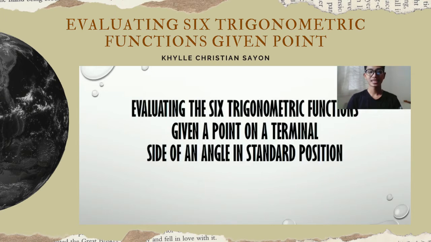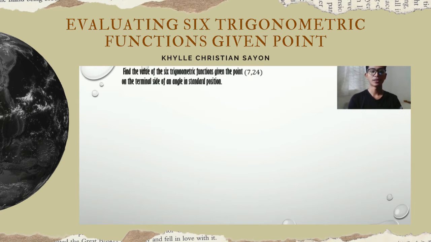Evaluating the six trigonometric functions given the point on the terminal side of an angle in standard position. Find the value of the six trigonometric functions given the point (7, 24) on the terminal side of an angle in standard position.